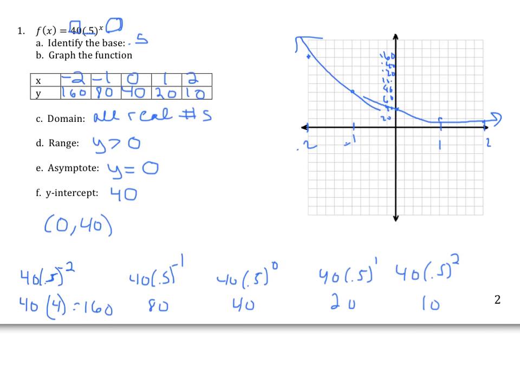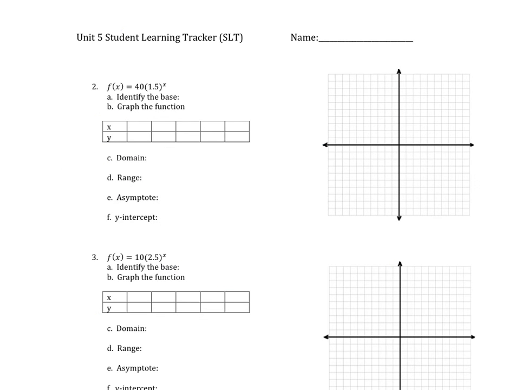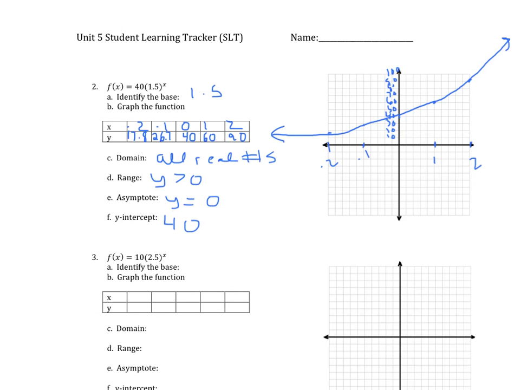Go ahead and pause the video and try example number 2. Check and see if you have the same answer. If you do, great. Otherwise, check and see how you got it wrong. And then go ahead and do number 3 to be ready for tomorrow.